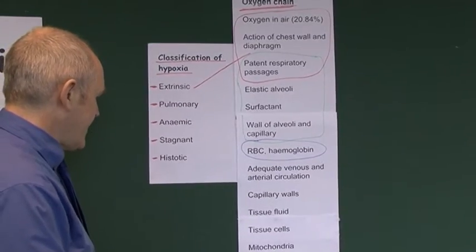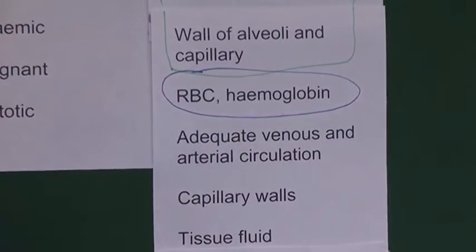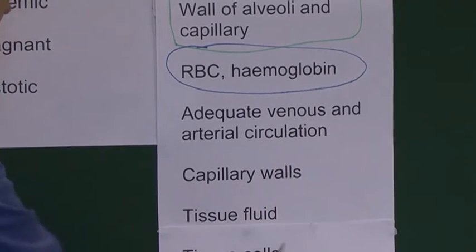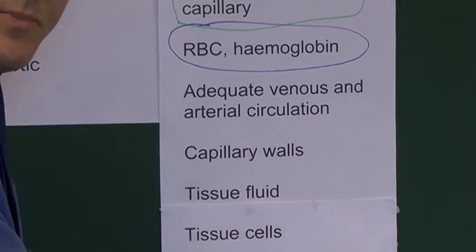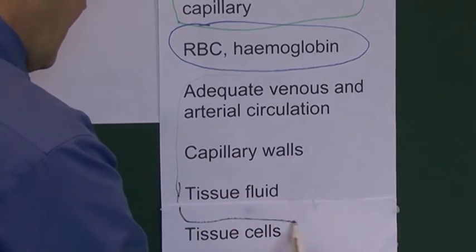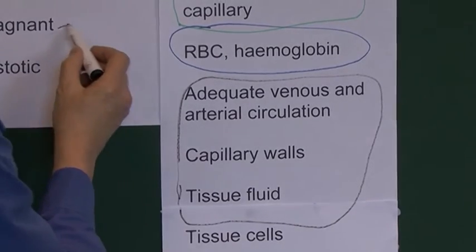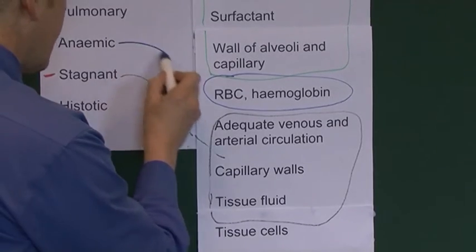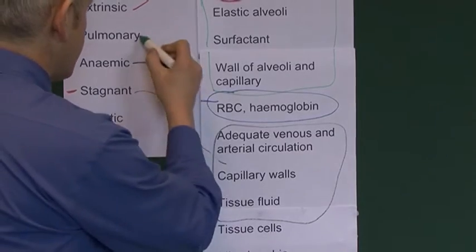Next, we need the blood to be able to circulate around the body. So we'll need adequate venous and arterial circulation. The oxygen must be able to diffuse through the capillary walls from the blood into the tissues, and the tissue fluid must be able to transport the oxygen from the capillaries through to the tissue cells themselves. So this classification would be the stagnant if any of these go wrong. That one's stagnant. This one was the anemic. This one was the pulmonary.